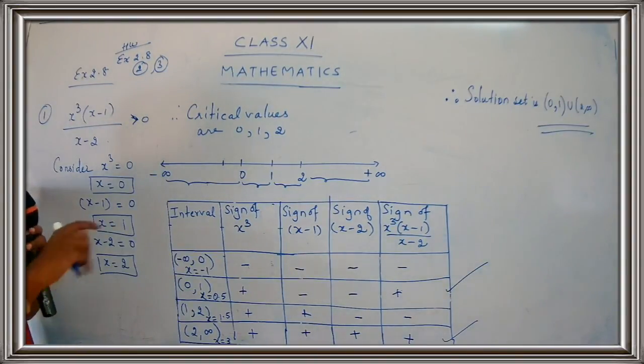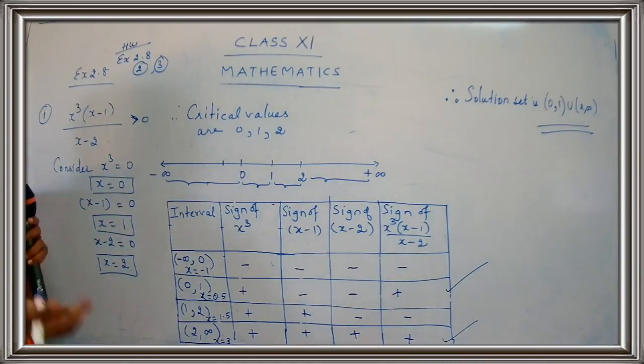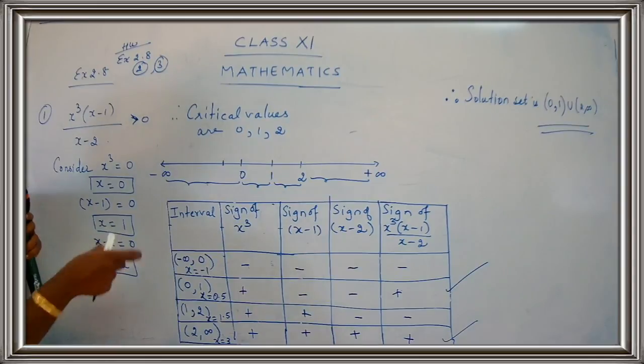Greater than 0 means you have to go for the positive value. And if it is less than 0 means you have to go for the negative value. So try to choose the proper interval and write the solution set. I hope you will be able to do the sum, children.